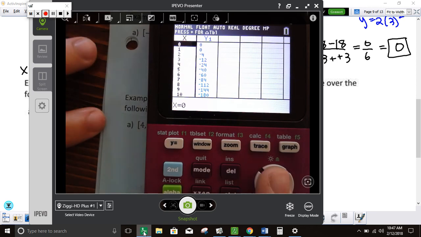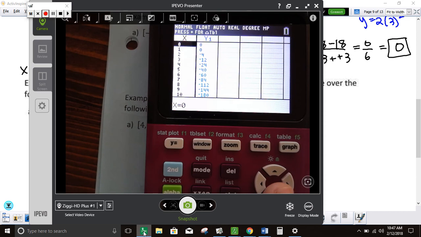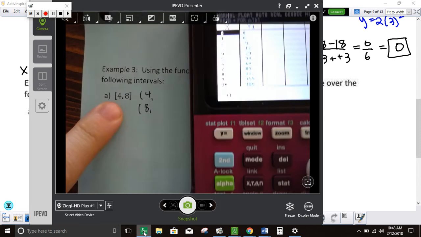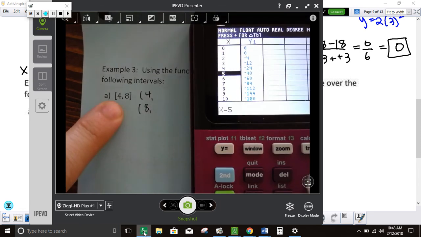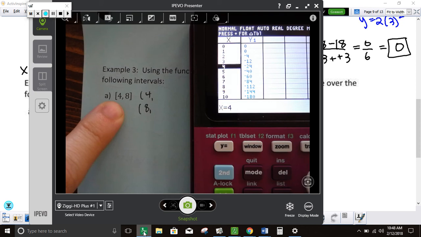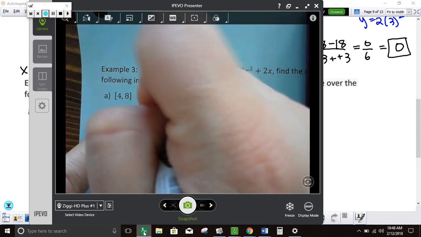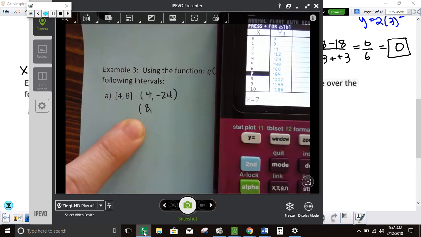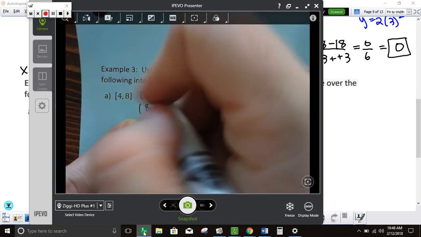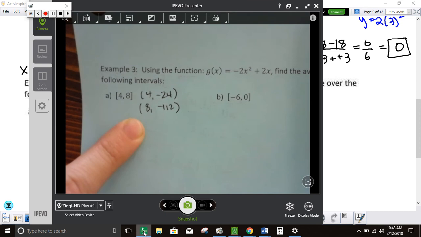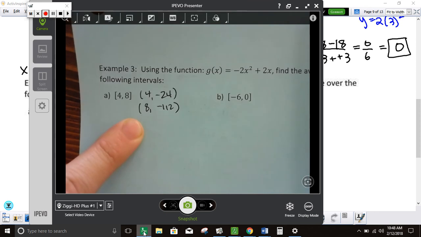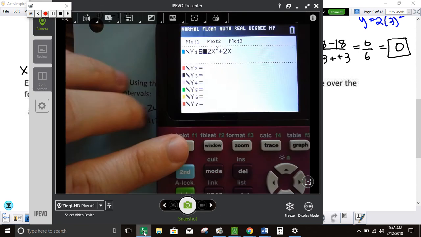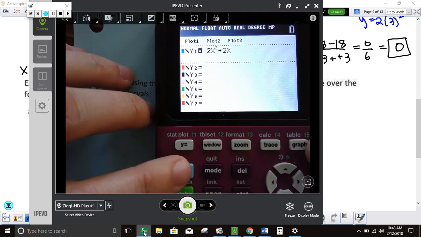Now, if you don't want to plug this in over and over and over again, you could use the calculator. And if I want to know what's happening when x equals 4, let's just go down to 4. And y is at -24. So I know (4, -24) is my first point. And (8, -112) is my next point.